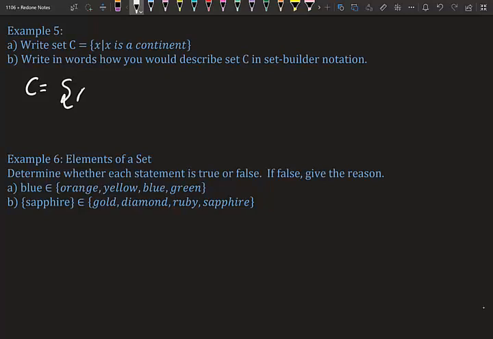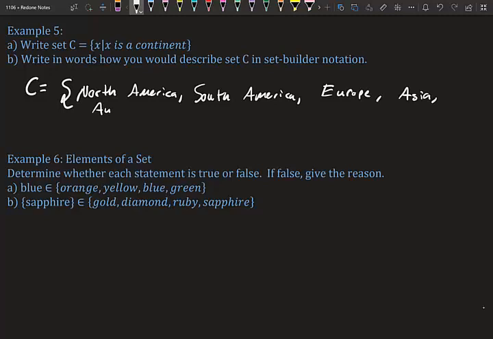So we have North America, South America, Europe, Asia, Australia, Africa, and the last one, Antarctica.